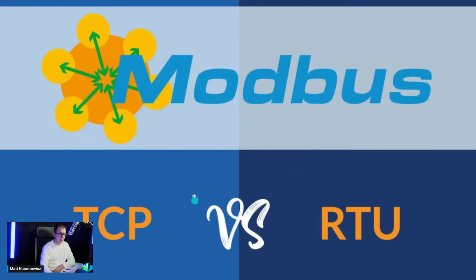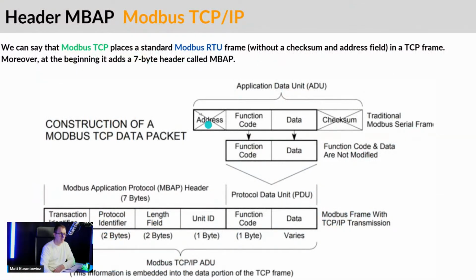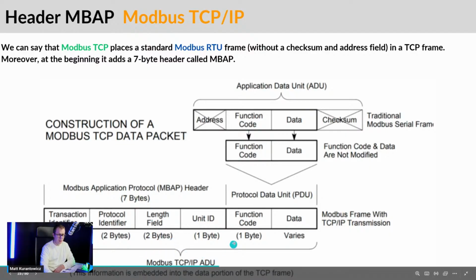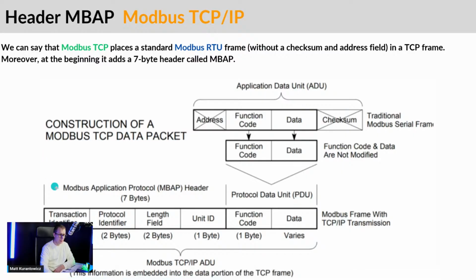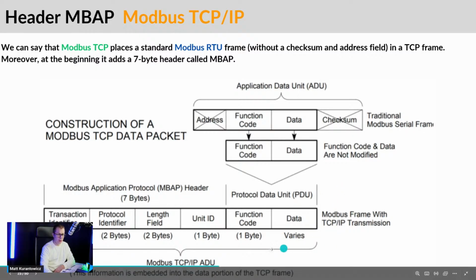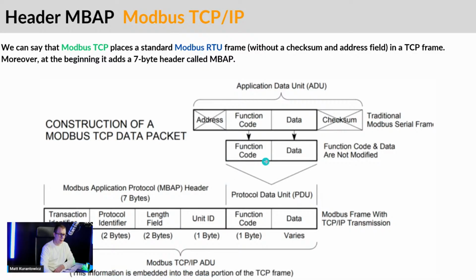What is the difference between a Modbus TCP and RTU? In Modbus TCP, we can say that Modbus TCP places a standard Modbus RTU frame without a checksum and address field in a TCP frame. Moreover, at the beginning, it adds a 7-byte header called MBAP. So this is Modbus TCP frame. It is similar to Modbus RTU frame, but also we have MBAP header, which is 7 bytes. So the frame is different from the Modbus RTU, but also we add function code in the frame and data.